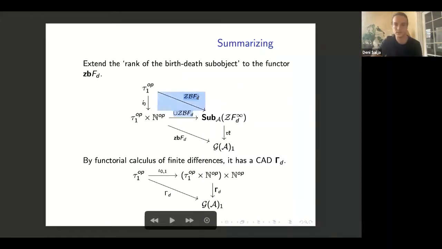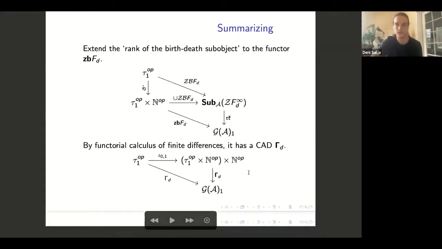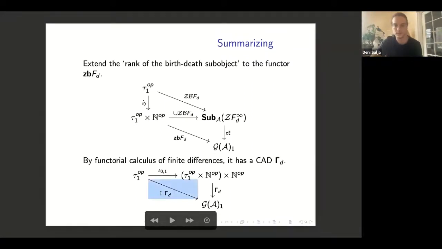So here's a summary of all of what I just said. You start with this birth-death functor, you extend it to this union of things in covers. You post-compose with rank. That is differentiable by calculus of finite differences. And then you can recover the rank of that quotient by including an open set.